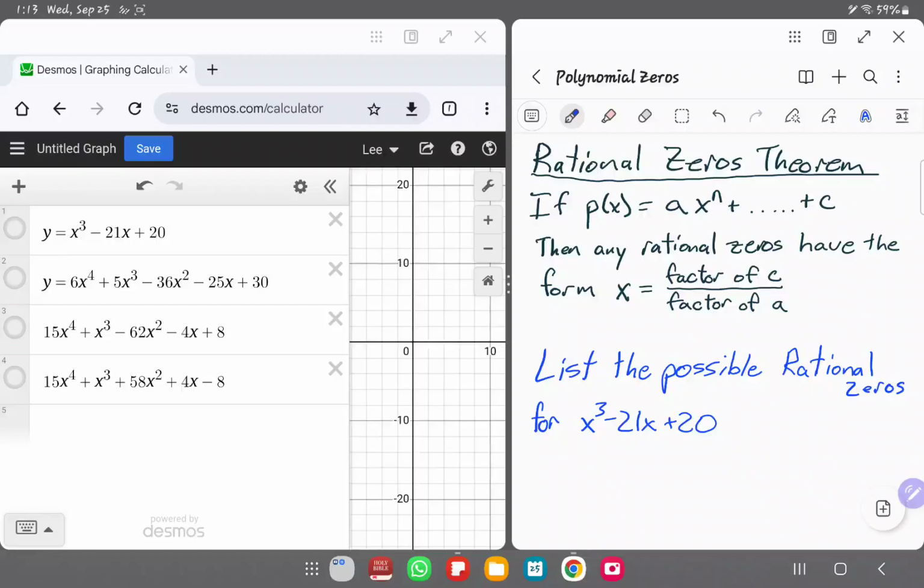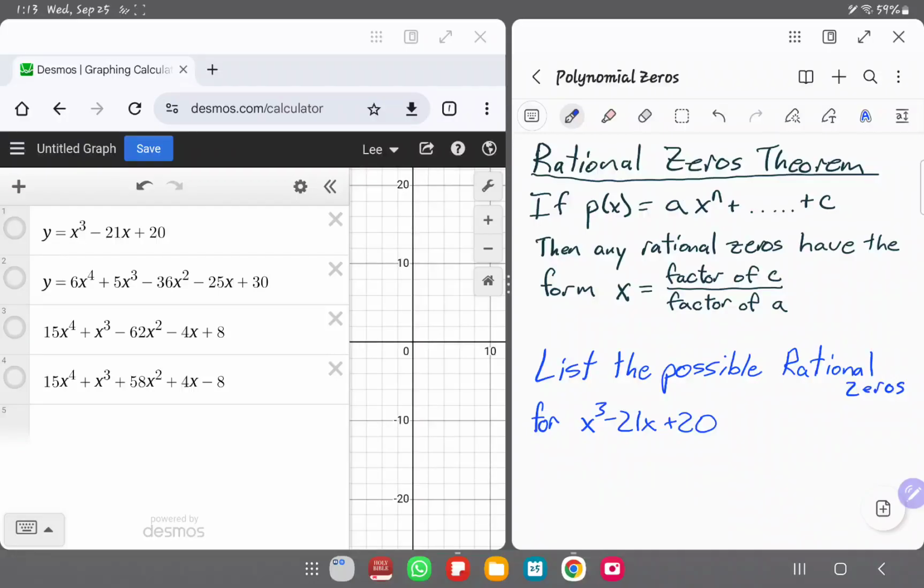So if that's your polynomial, then any rational zeros have the form that x would need to be a factor of c over a factor of a, right? So a factor of that constant at the end over a factor of the leading coefficient.